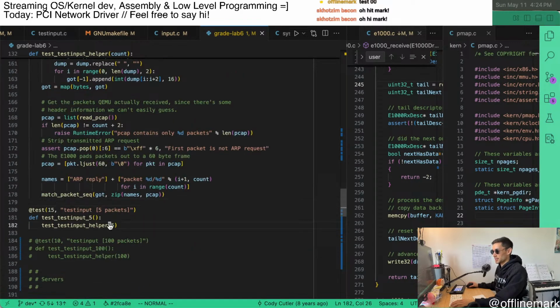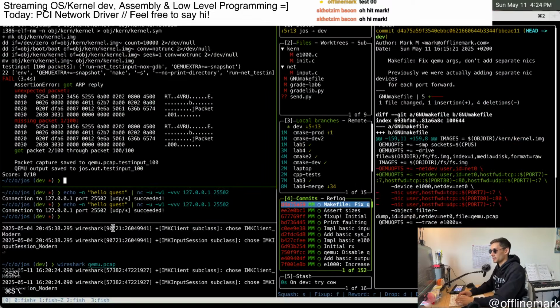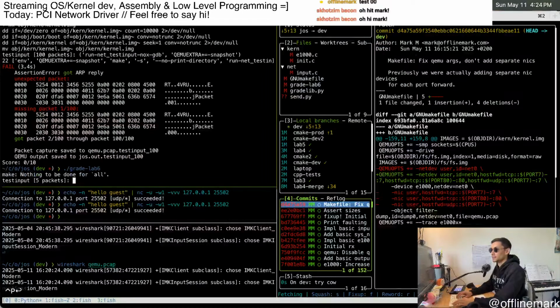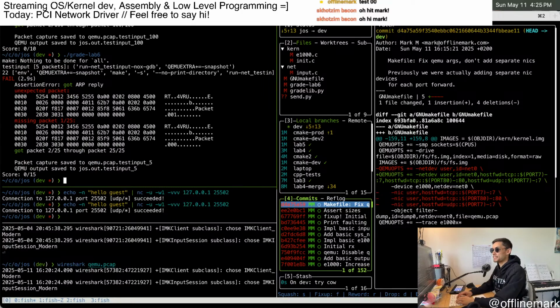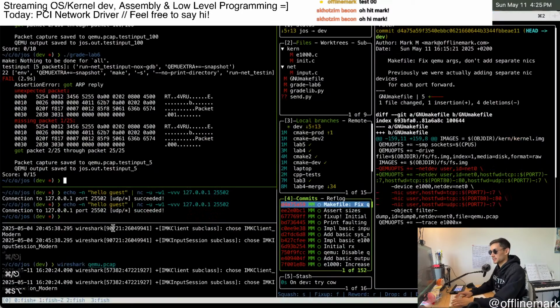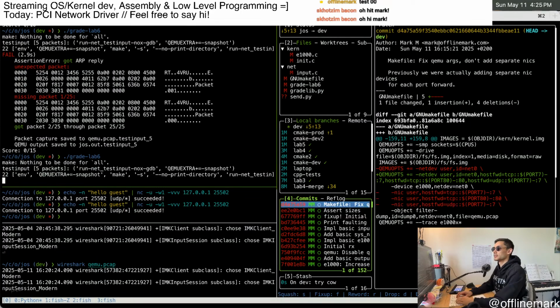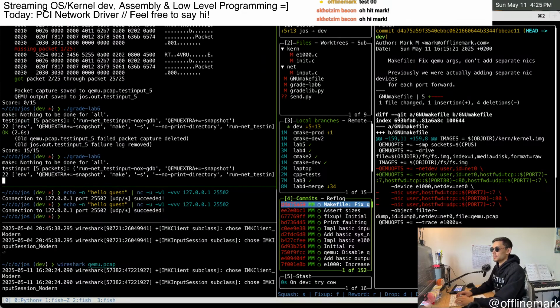But what I'm just going to do is slowly work my way up into higher numbers, or maybe I'll just bisect what the problem is. I'm just going to start off with a nice easy 25. Let's see if we can do 25 packets. So that didn't even work. But 5 definitely worked, right? That did work. Yeah.